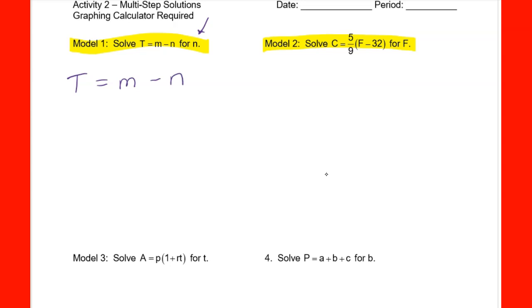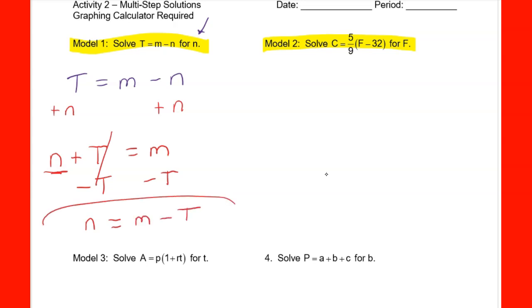Well, I could do a lot of moving here. It's easier for me to take this n and move it over here. Since it says minus n, I'm simply going to add n to the other side. Since t and n are not like terms, I now have n plus t is equal to m. Well, I want n by itself, so I've got to get rid of this plus t. So I'm going to subtract t from both sides. n is now isolated. m minus t, those are not like terms, so it's going to stay m minus t. And there we go. There's our final solution.